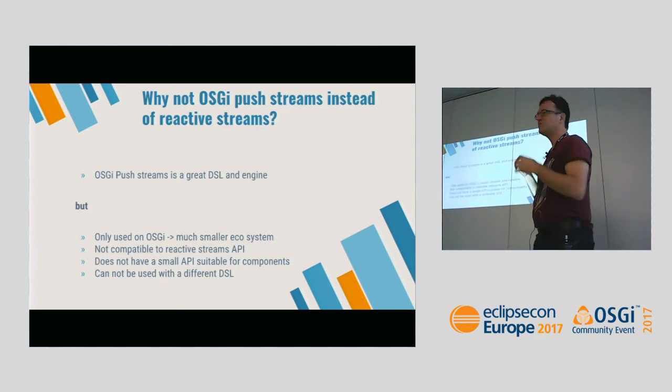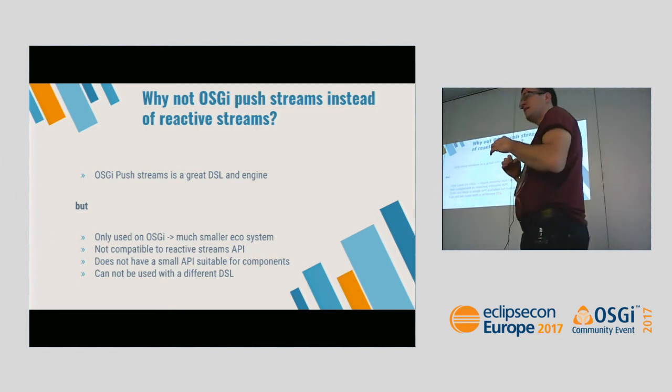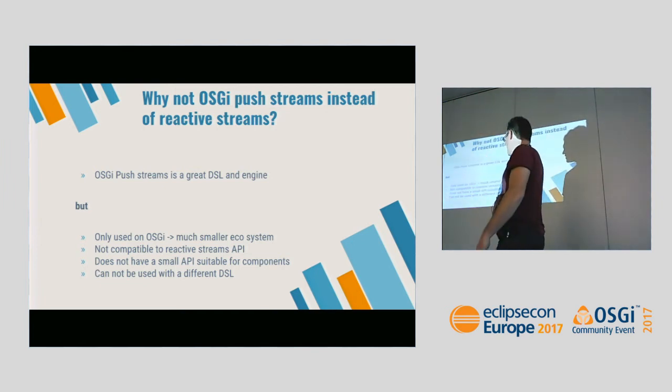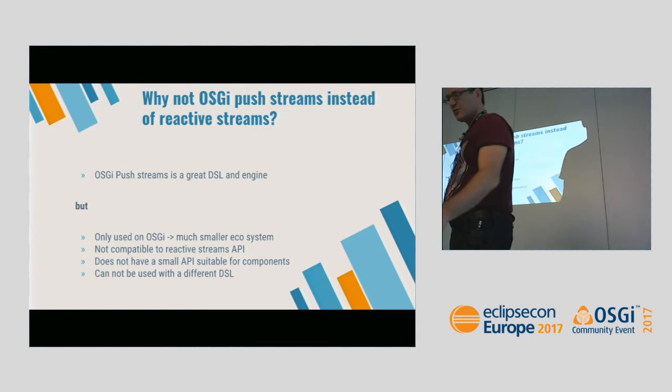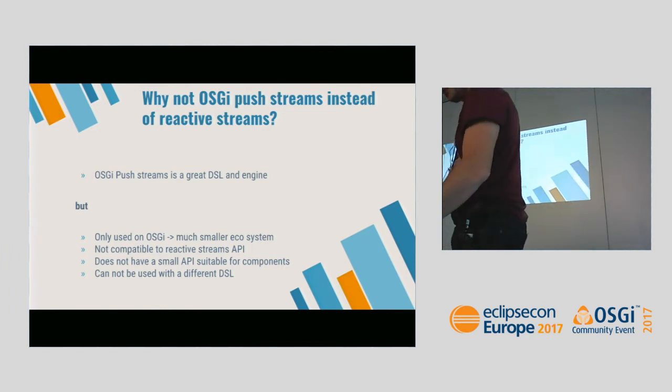And I think that's the nice thing in the Reactive Streams API, that it's so small that people can do very different things with it. So at the moment, you cannot use it with a different DSL. Maybe that can even be changed.